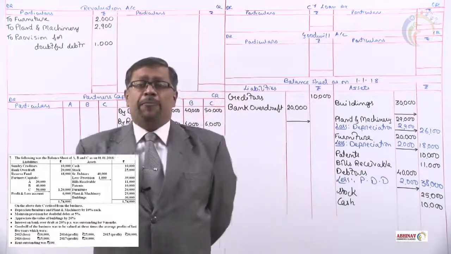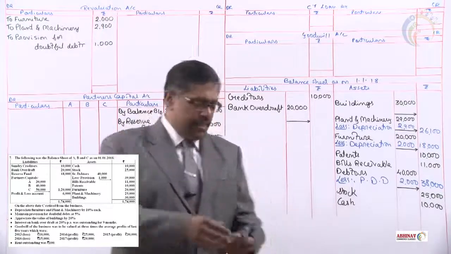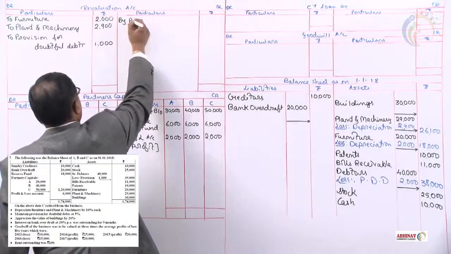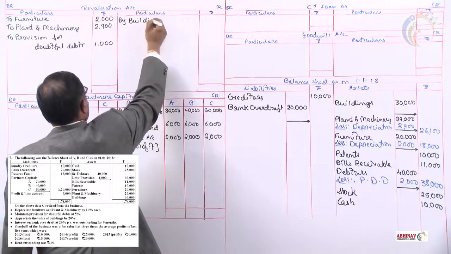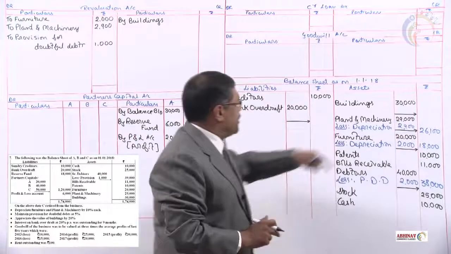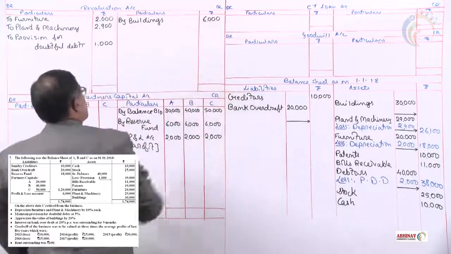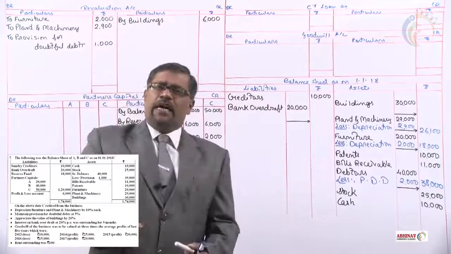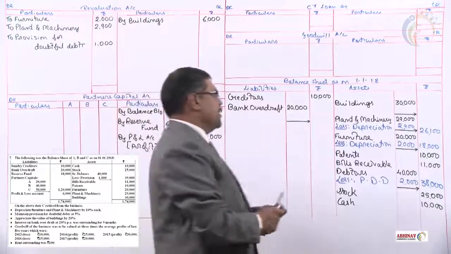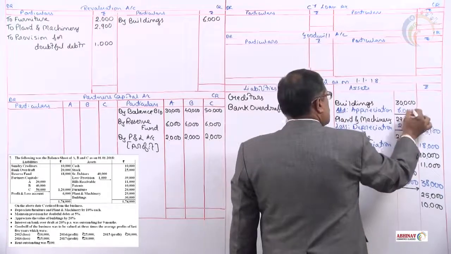Next adjustment is appreciation on building by 20%. Appreciation increases the value of an asset. Increase in the value of an asset is an income. By building, appreciation is 20%. 20% of 30,000. What we get is 6,000 rupees. As I said, appreciation increases the value of an asset. Let us add it to building to increase its value. Add 6,000.